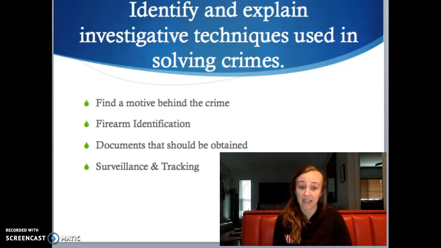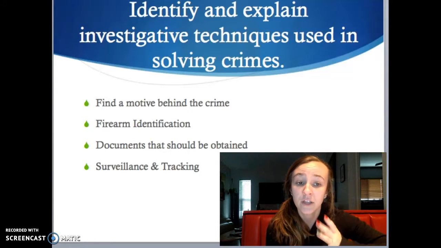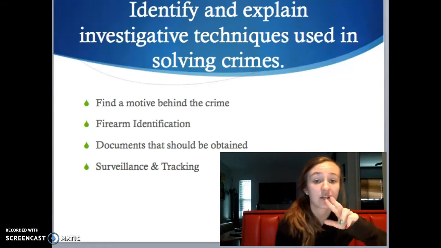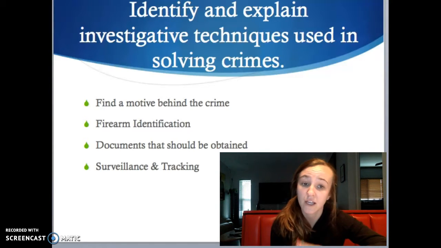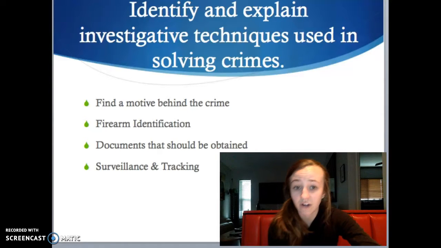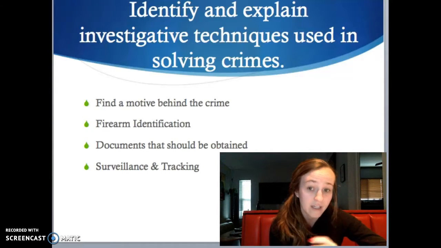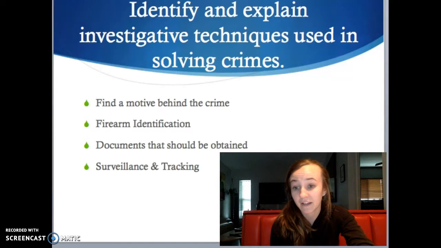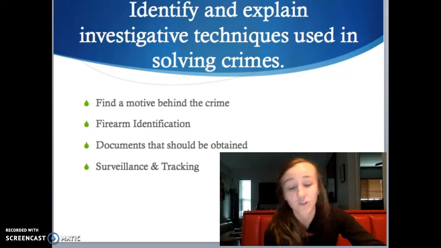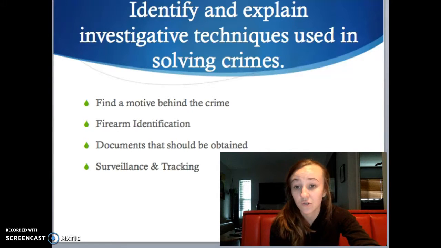Documents that should be obtained are very helpful if you're trying to solve a crime. You can look into telephone records, bank statements, personal files, computers, building entrance and exit records, emails, and voice recordings. That will help you get a better idea of the person that was committing the crime. And surveillance and tracking is also a really helpful way to solve a crime.